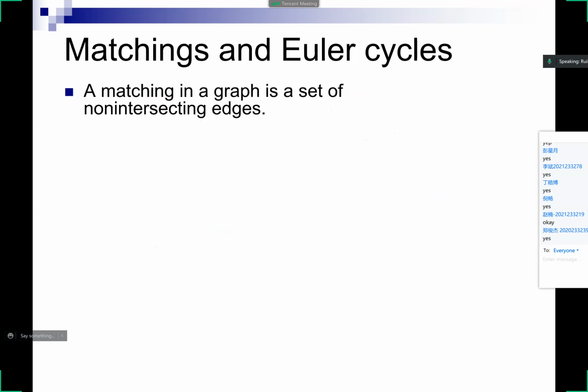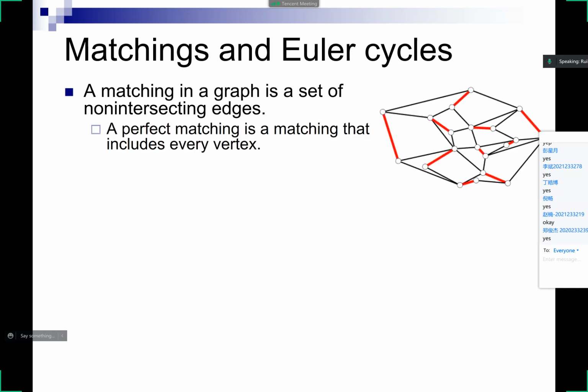Okay, so now we're going to improve this 2 approximation to a 1.5 approximation. To do that, we need a few more concepts. We've actually talked about these things before: matchings and Euler cycles, and we need to use these in this improved algorithm. Let me just remind you what these things are.